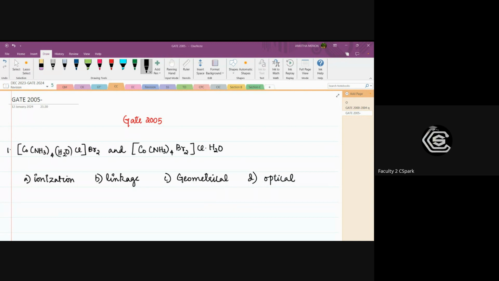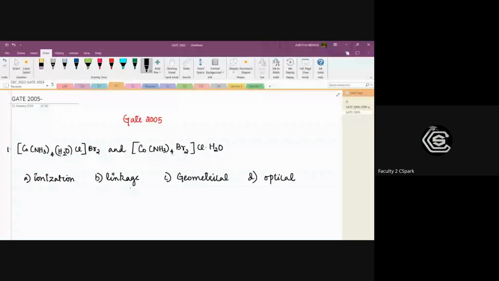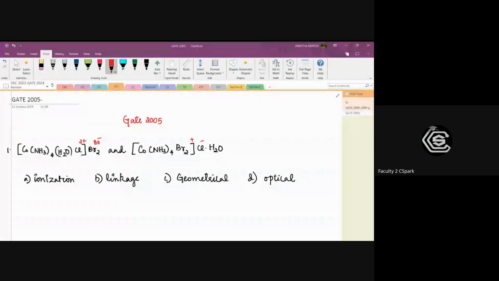What type? Very easy. What will you get when you disperse these complexes in water? If you disperse the first complex, you will get a cationic complex and Br minus ions. And if you disperse this one, you will get a cationic complex with 2+ charge, because the 2 Br minus are outside. And you will get Cl minus in water. So what type of isomerism is this?